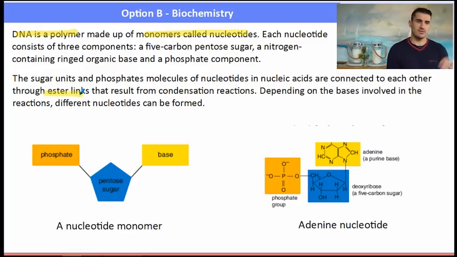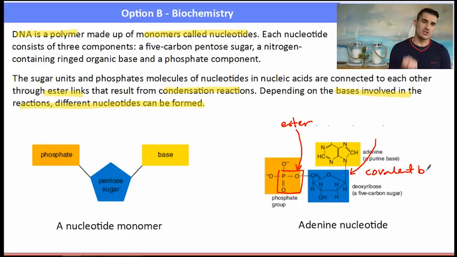They're joined together, the sugar and the phosphate group, by an ester link formed from a condensation reaction, and then the different nucleosides are due to the different bases. So here we have an adenine nucleotide where we can see all of the things joined together. So we've got our phosphate group, which is connected to our sugar, and here I've identified the ester link or the phosphodiester link. Here I've identified the covalent bond between the sugar and the adenine base. So make sure you can identify those parts and name them as well.